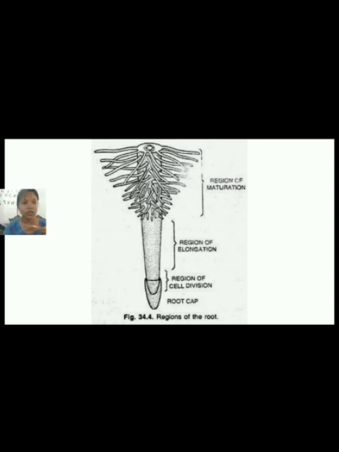So next is the region of elongation. It is the region where cells grow in size, lengthening the root as they grow. Cells of this region are elongated and enlarged. So next is the region of maturation. It is here that cells get their final function assigned depending on where they are located in the root. And also in the region of maturation, it is where the root hairs are formed.